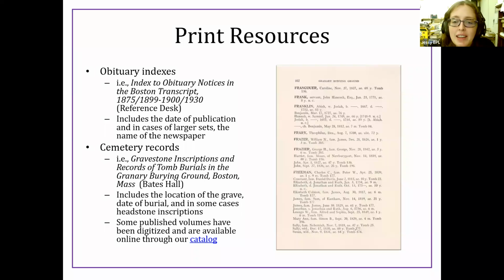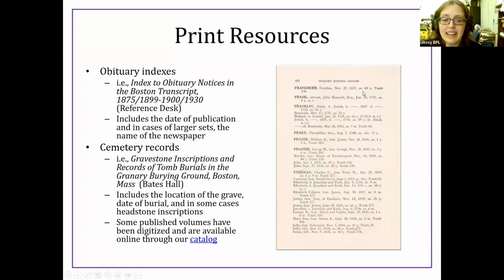Another interesting thing, and we have an example here on the right, are cemetery records. The BPL has quite a few of these. They're mostly for the older and more well-known cemeteries. This example on the right is from the Granary Burying Ground on Tremont Street. That's in Bates Hall, so you can go ahead and grab that. A lot of them are laid out very much like this. It'll be an alphabetical list of names, and it'll generally have their date of death and any other information they got from the tombstone.